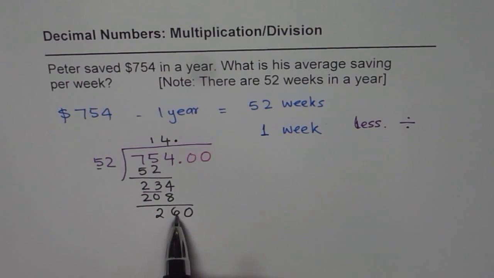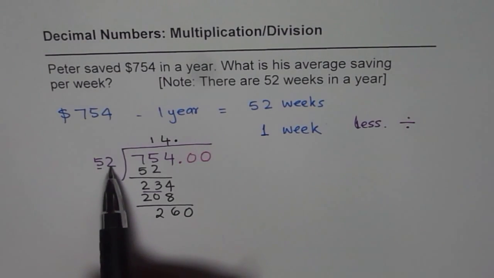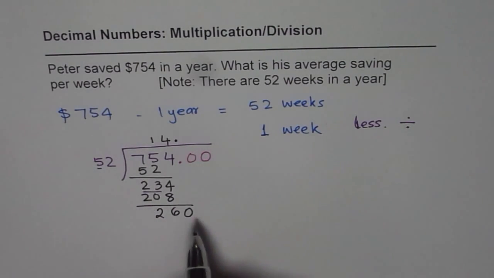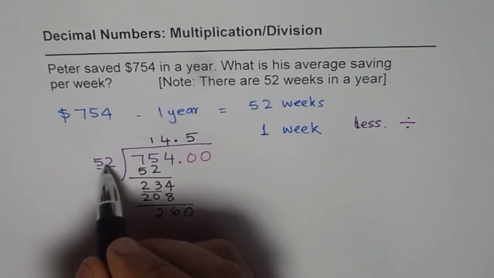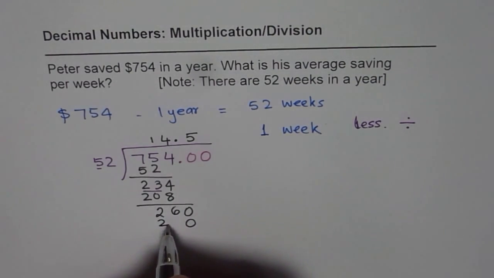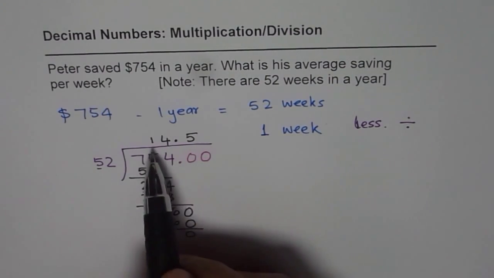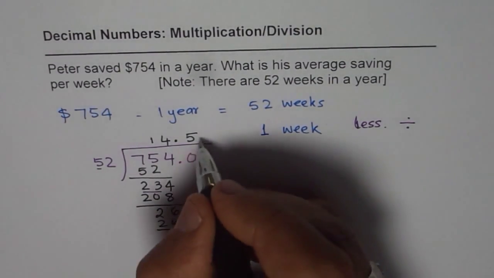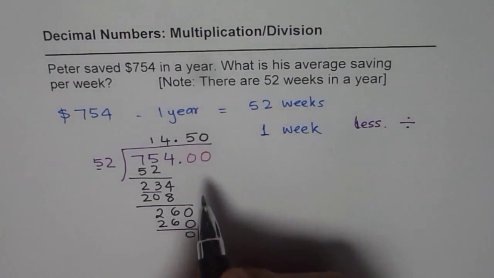Again, 26 will go how many times? 26 will go 5 times, 25, right? But if I do 5 times 2, I get what? 10. And oh, it works. Okay, so let's do 5 times. 5 times 2 is 10, 5 times 5 is 25. That gives me 26. Right? 0. So I got $14 and 5. I can always place a 0 after that, right? 0 at the end doesn't really make a difference, right? It is the same thing, but it helps.